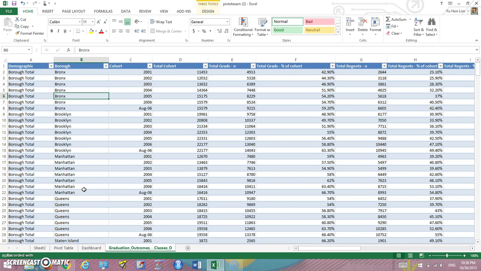Hi, in this exercise, I'm going to examine which borough has the highest graduation rate. The purpose of this project is to examine which borough has the highest number of students taking the Regents, because students who take the Regents and pass them can possibly graduate from high school.